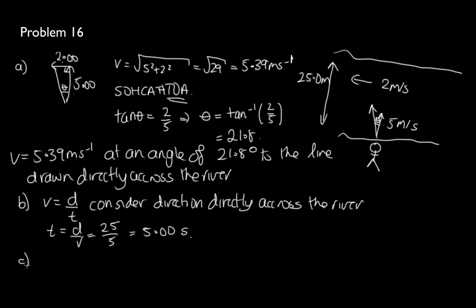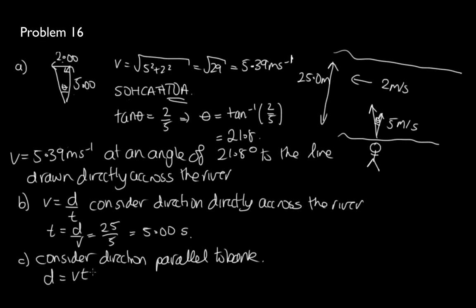And so that's how long it takes her to cross the river. Part C, we've then got the question, how far downstream does your friend end up? So in this case, we're going to consider the direction parallel to the bank. And in this case, we want to know the distance. So rearranging this equation here, we've got distance is equal to velocity times time. Now the velocity parallel to the bank is 2 meters per second, and the time is the 5. So this is equal to 10 meters downstream.